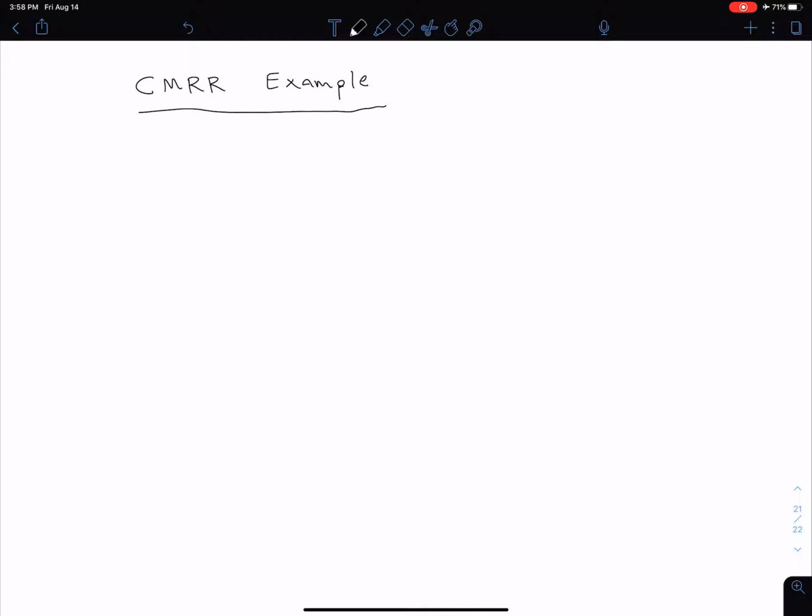So now we're going to take a look at a common mode rejection ratio example to get a better grasp on this complex topic. What we're going to want to do is calculate our common mode rejection ratio for a particular circuit, a particular difference amplifier, and we want to calculate that in decibels, dB, for a difference amplifier. I'm going to just abbreviate that as difference amp.